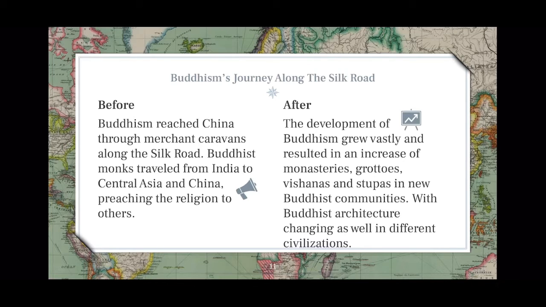Buddhism eventually gained a vast amount of monasteries, grottos, viharas, and stupas throughout different parts of the world. Islam was also introduced to Central Asia and western parts of China from the Middle East on the Silk Road. Along with Zoroastrianism, Manichaeism, Nestorian Christianity, Judaism, Shamanism, Confucianism, and Taoism.